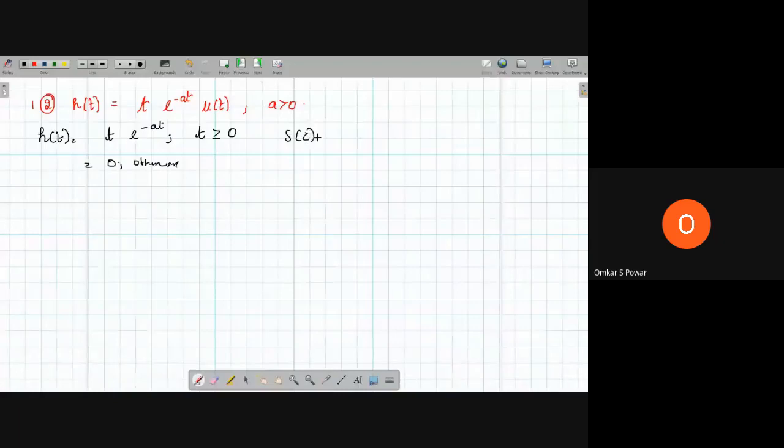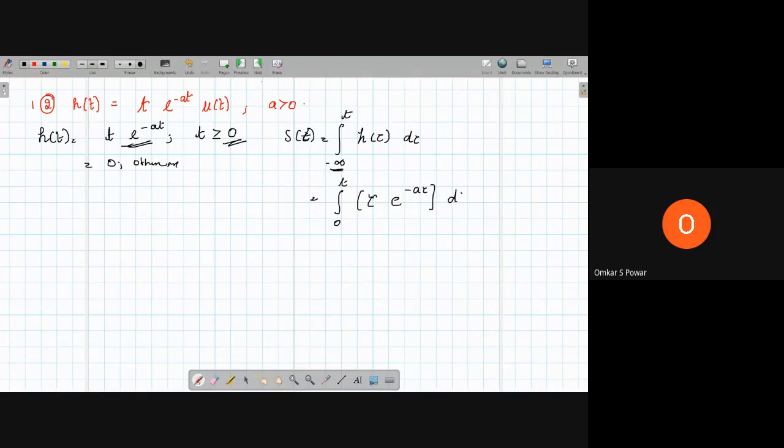S(t) = integral from -infinity to t of h(tau) d tau. But it ranges from 0 to t because t is greater than or equal to 0. So your overlapping will be from 0 to t. And what is your h(tau)? t e^(-at). Since it is h(tau), it is tau e^(-a tau) d tau. Okay. So how can you solve this integration?